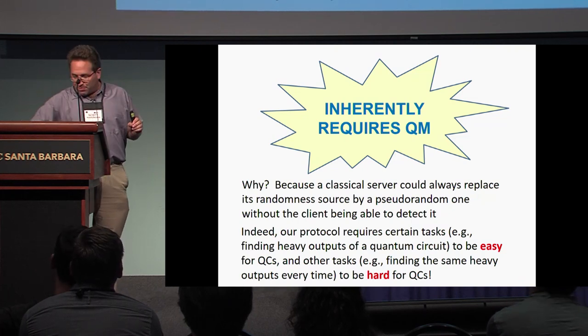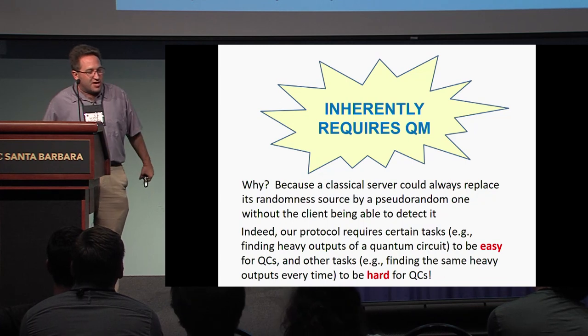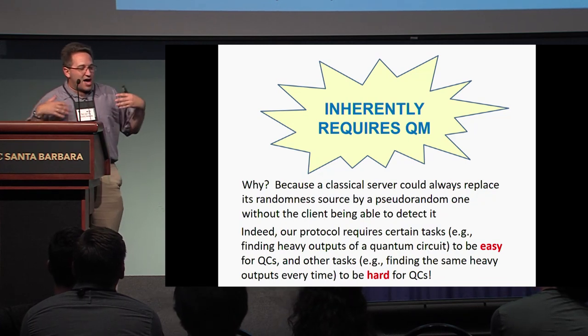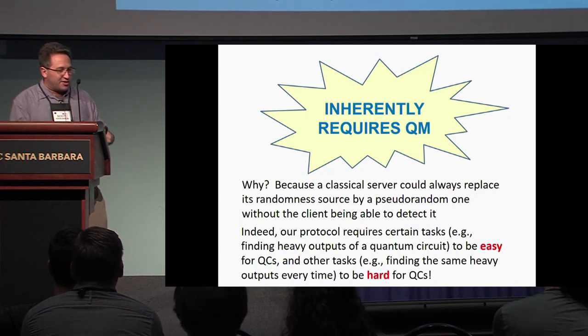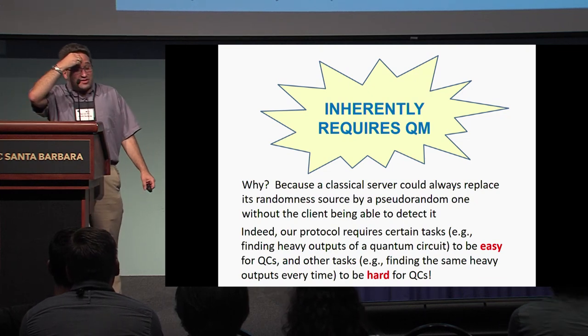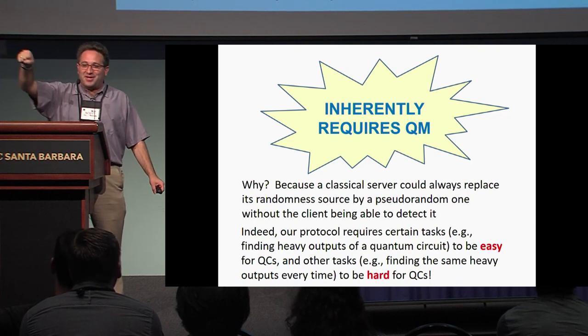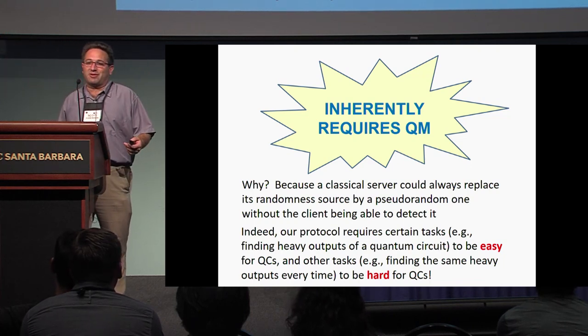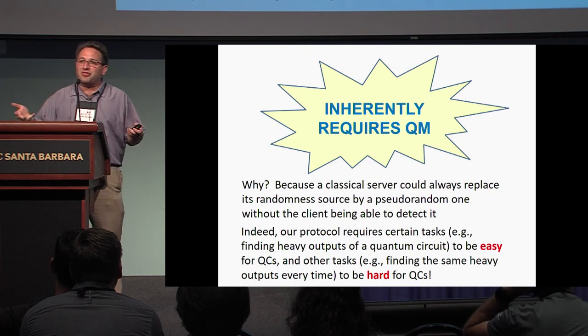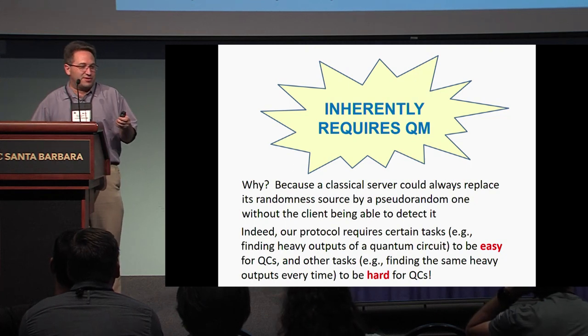Notice that our protocol requires certain tasks, like finding high probability outputs of a quantum circuit, to be easy for quantum computers. Ironically, it requires other tasks, like finding the same high probability output each time, to be hard for quantum computers. So we use both the strengths and the limitations of quantum computers.